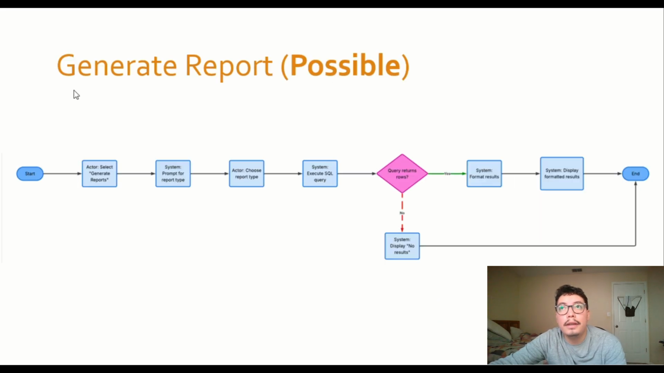And finally, I have here the possible generate report. The program starts, the system prompts for the report, and the actor chooses the report type. Right here, we execute the SQL and the query runs on the rows. If an error happens here, it's gonna loop right here and we cannot continue. But if the SQL went right, we give them the results and display them on our canvas. And finally, we end with the report.